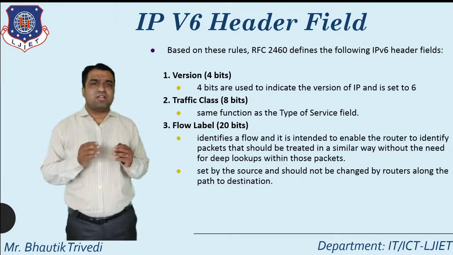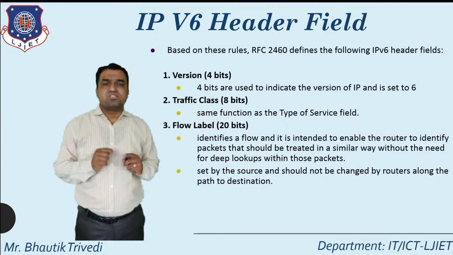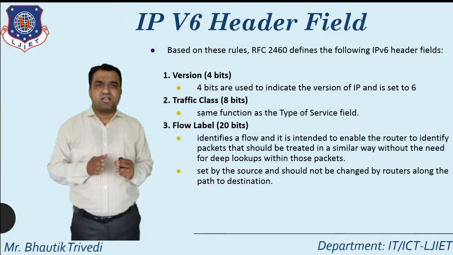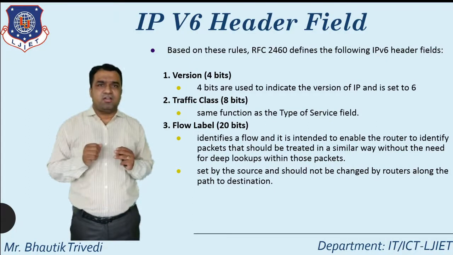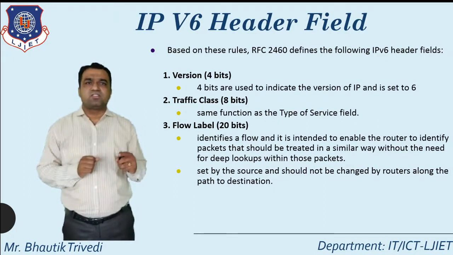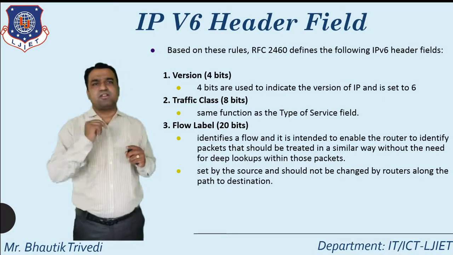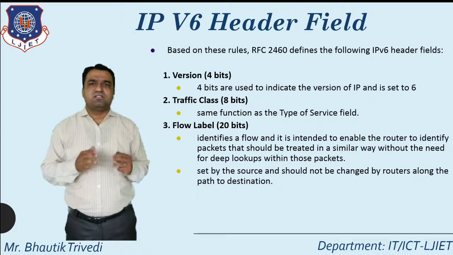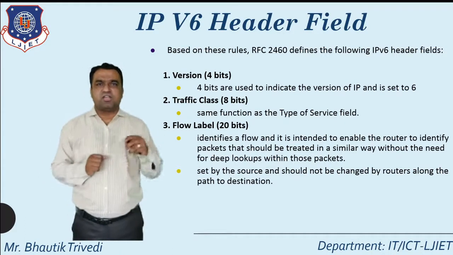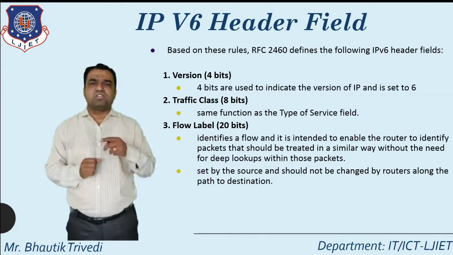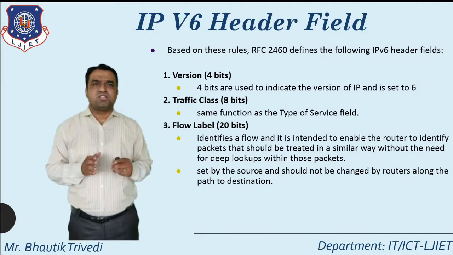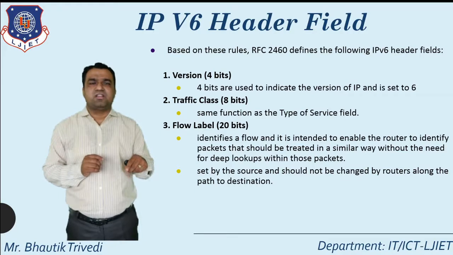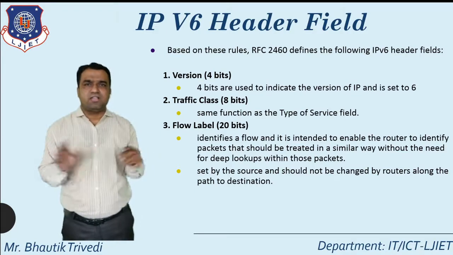The version field is allocated how many bits? Version is allocated 4 bits, and these 4 bits are used to indicate the version of IP. There are mainly two versions of IP: version 4 and version 6. So here, talking about the IPv6 header, version is equal to 6. So 6 can be represented using 4-bit binary.